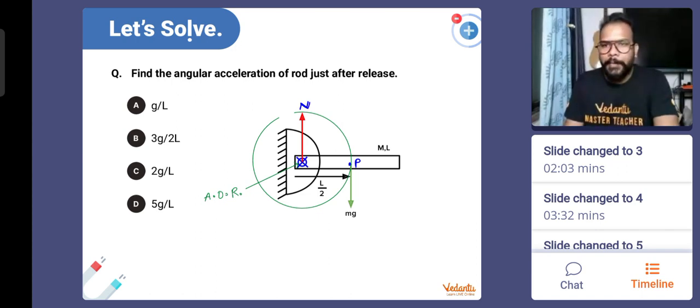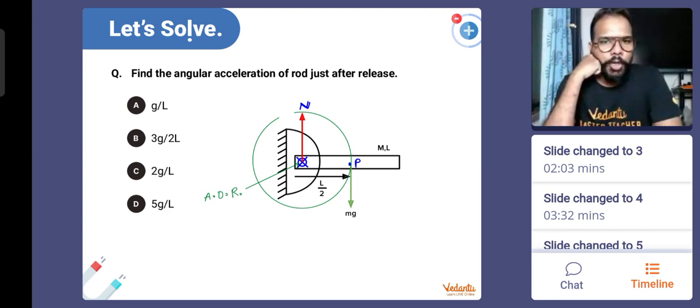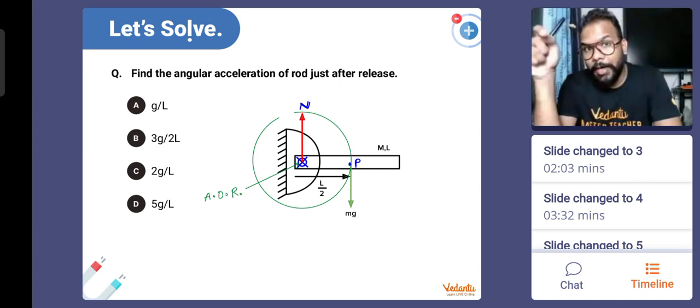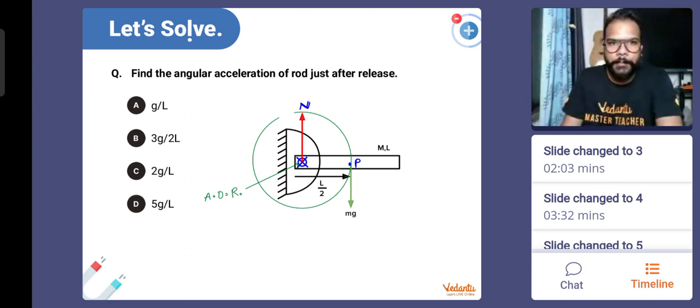Now people tell me, is mg tangential in this given diagram? Is it acting tangentially? Yes. So there is one more force, normal. Will you write the torque because of normal? Why will you not write the torque because of normal? Because it is passing through the axis of rotation. That is why you will not write the torque because of that, because its r is 0. Absolutely. Okay? Yes.